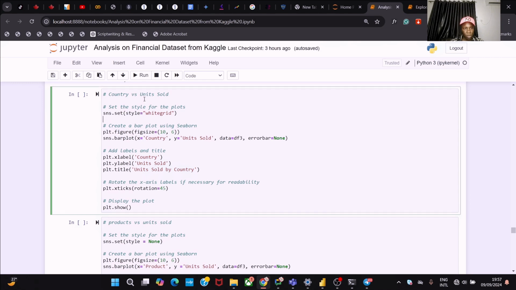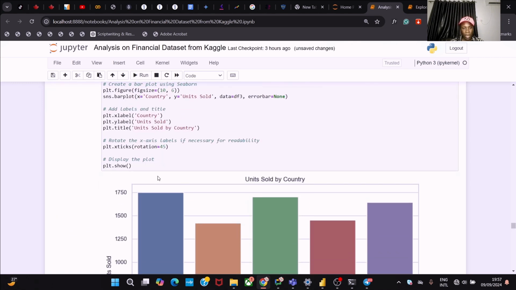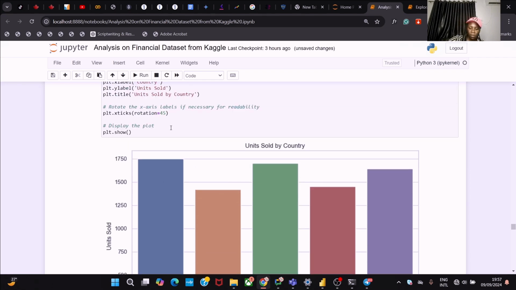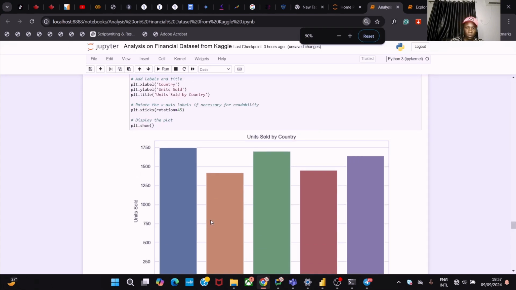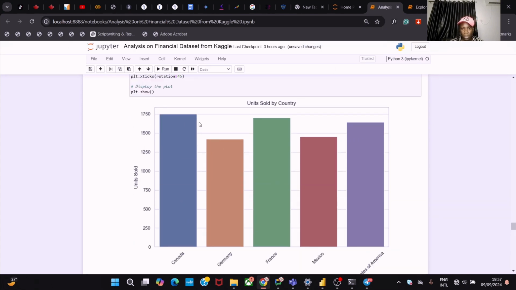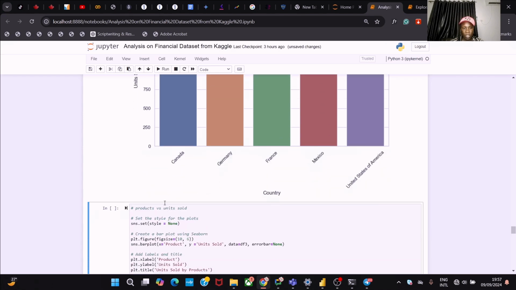When we go ahead and run this, as you can see, this is the diagram. I reduced the image a bit more. As you can see, Canada has the highest units sold, followed by France, then America, then Mexico, then Germany.